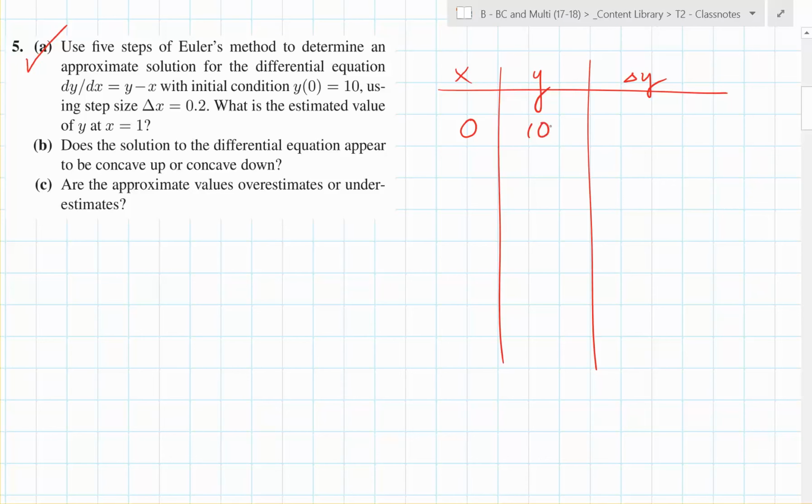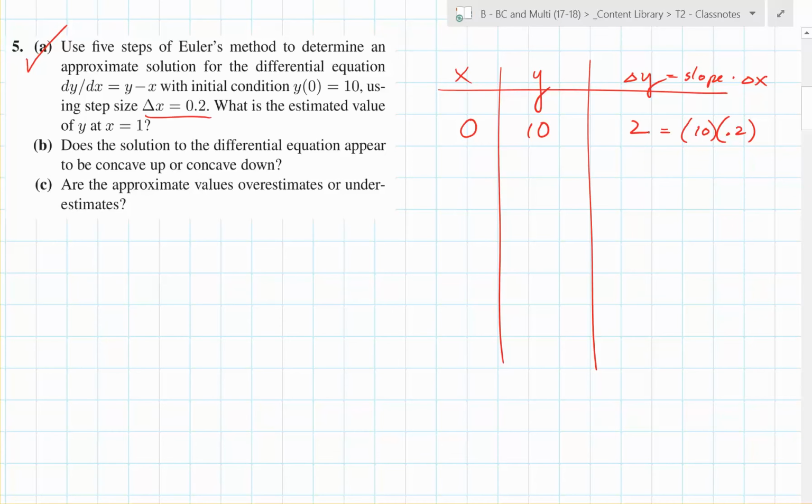and the y value is 10, and delta y is equal to slope times delta x. So in this case, when 0 and 10, what do you end up with? So you're going to end up, what's the slope? 10. And what's the delta x? So you end up with what? 2? Is that correct?